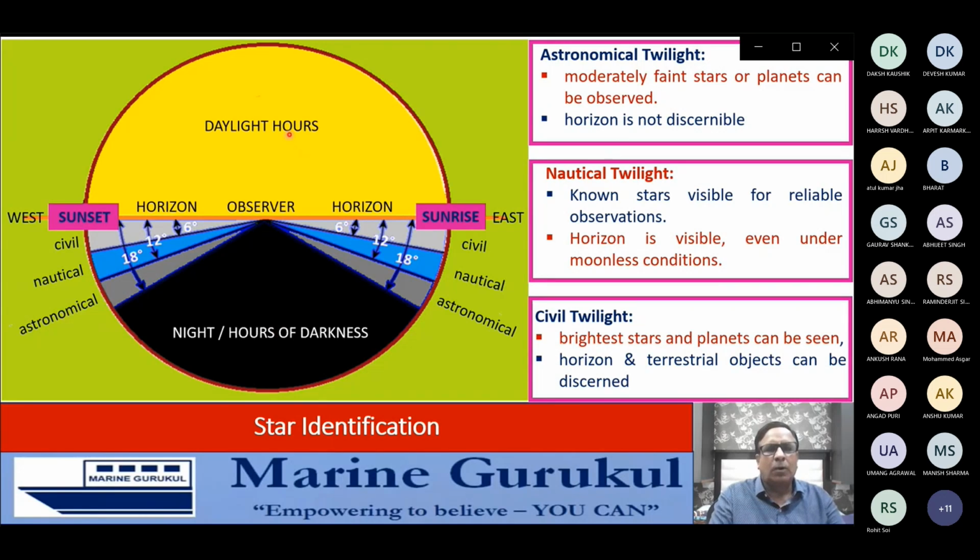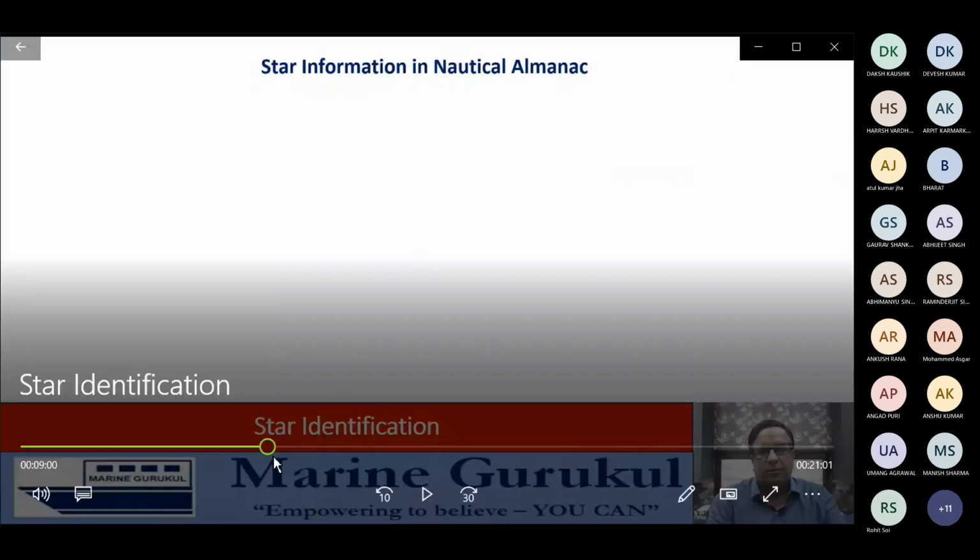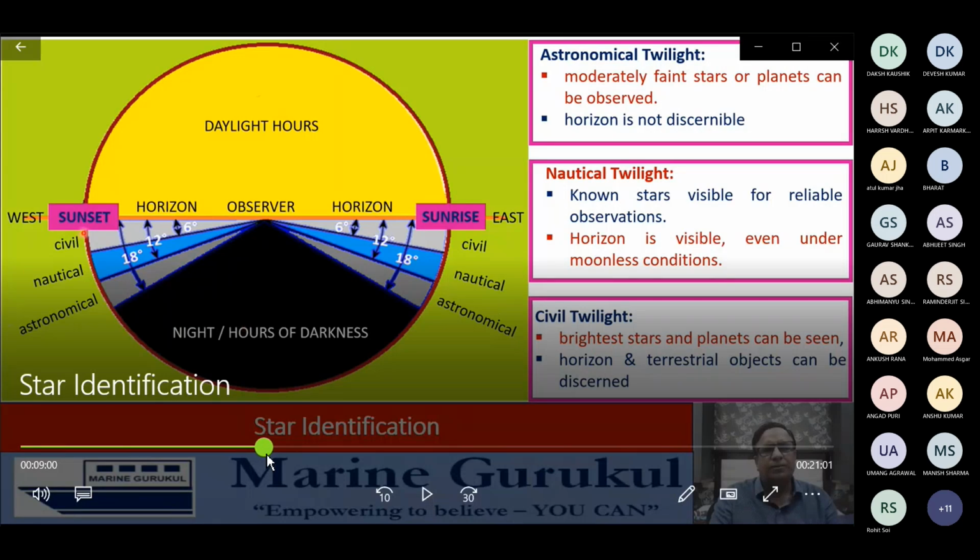Now, which one is more, whether daylight hours are greater than hours of darkness or vice versa, will depend upon the latitude of the observer and the declination of the sun. Let us now. So this is clear, beta? Understood up to here?